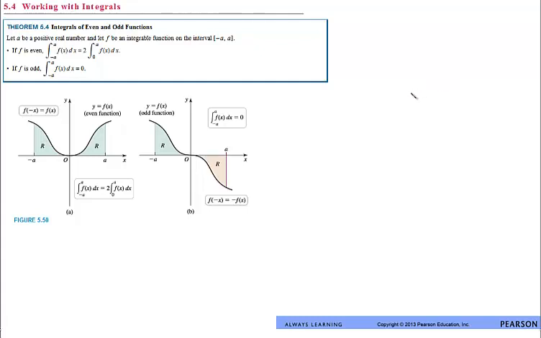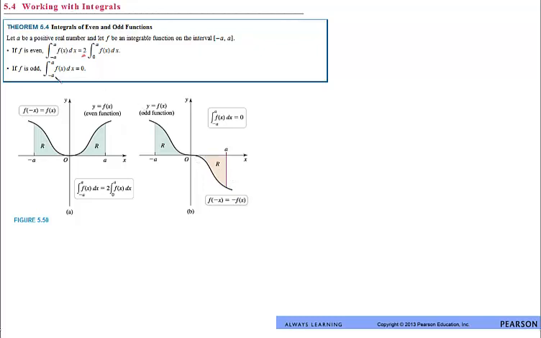Hi there. In working with integrals some more, section 5.4, we're going to be looking at even and odd functions, seeing what happens with those. So with a perfectly even function, it's the same on either side. I could integrate if I want to know what the area under the curve is from negative a to a. Then I don't have to integrate the whole thing. I could just integrate from 0 to a and just say that it was twice that, or 2 times whatever that area is under just one.